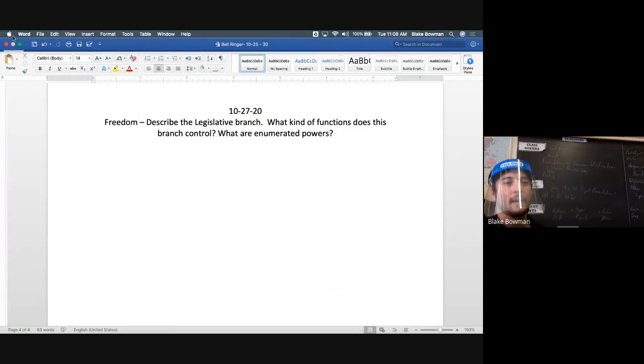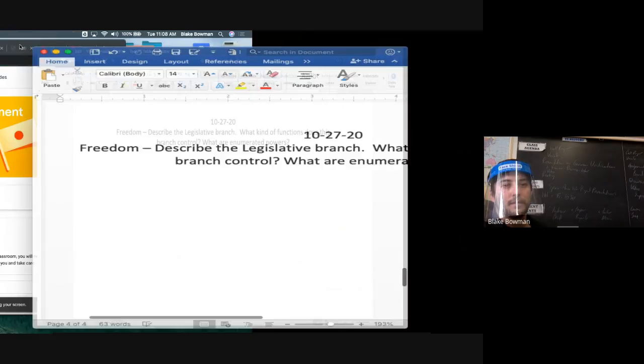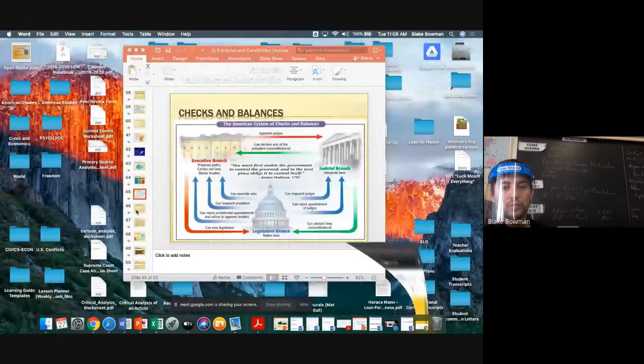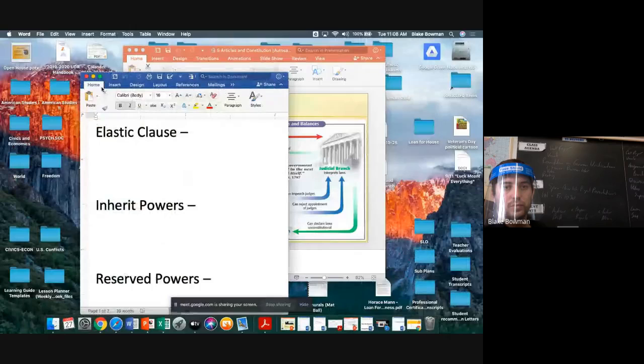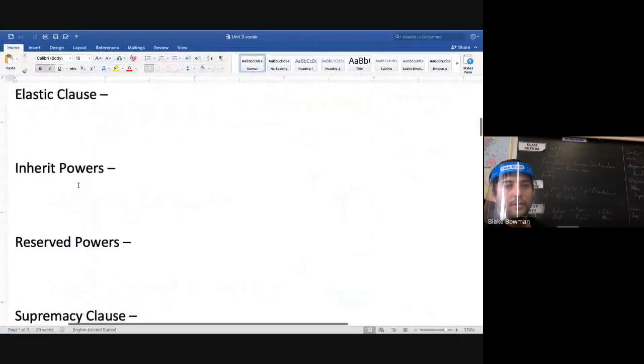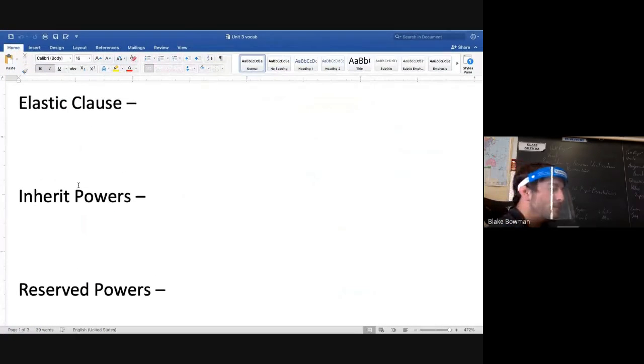Vocab. Vocab. Just three of them today. Elastic clause, inherent powers, and reserve powers. There we go.